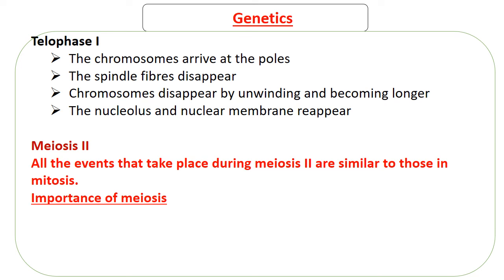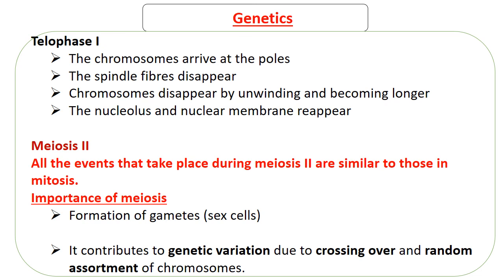So what are the importances of meiosis? One, formation of gametes. Sex cells are haploid. Where do they come from? They come from diploid cells, somatic cells that are diploid. So for us to have haploid from diploid, there is meiosis. Two, it contributes to genetic variation due to crossing over and random assortment of chromosomes. So remember, crossing over and random assortment contribute to genetic variation. It's good to have genetic variation in a population. So these are the two importances of meiosis.